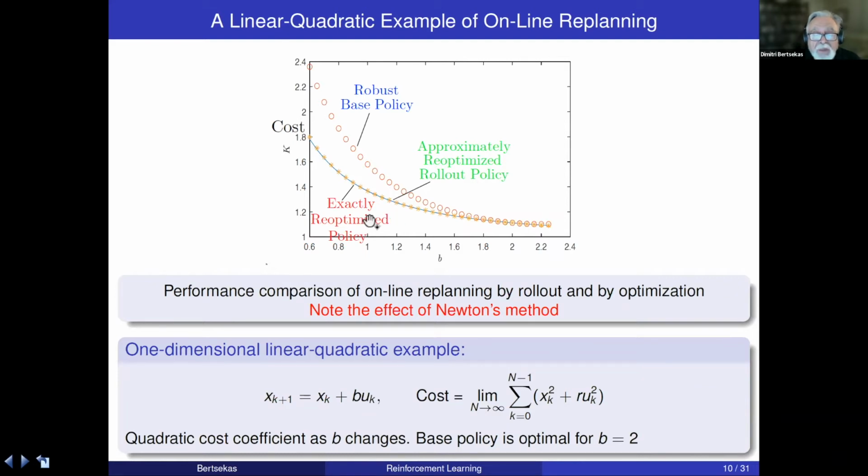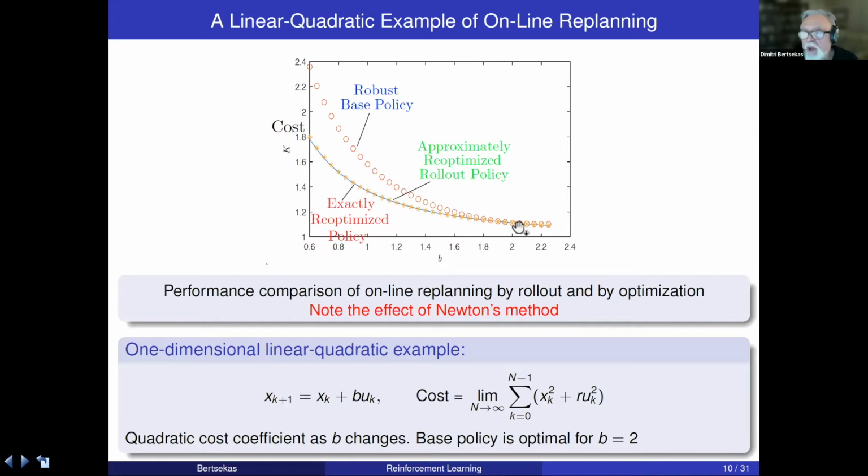So now, instead of doing adaptive control by reoptimization, let's do approximate reoptimization by using the rollout policy, using this as base policy. And you see there is no difference between the two. The approximate and the exact reoptimization give you the same result.